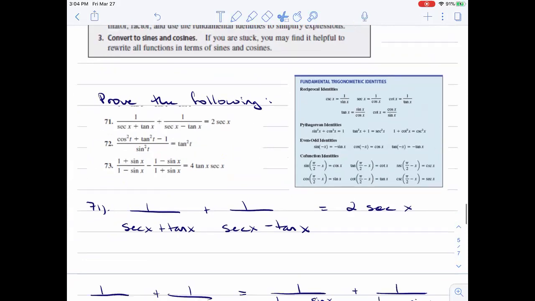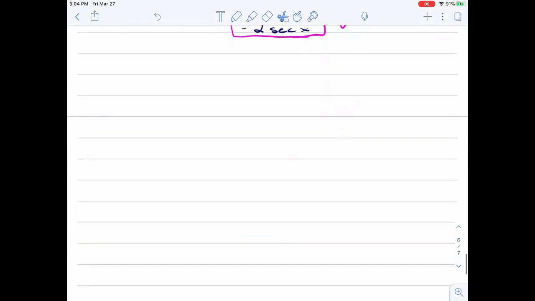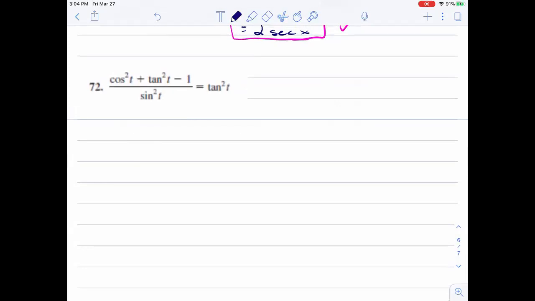So let me see here. 72, I'll just grab it so I'm not scrolling around all the time, and start on a fresh page down here. So we want to show that cos squared t plus tan squared t minus 1 over sine squared t is the same as tan squared t. So what I'm going to do is start with the nasty side and morph it into the easier side. That's always the easiest way to do it. So cos squared t plus tan squared t minus 1 over sine squared t. And here is where I'm going to do all my work, and eventually I should end up at tan squared t.